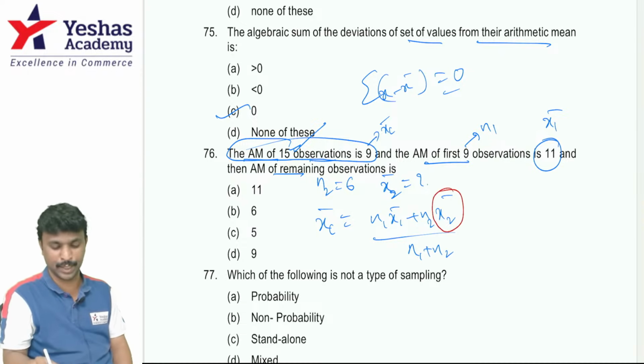In the numerator, it is A dash intersection B. What do you understand by A dash intersection B? B will occur, A will not occur. That means it is P of B minus A divided by P of B. How do I find P of B minus A? P of B minus P of A intersection B.